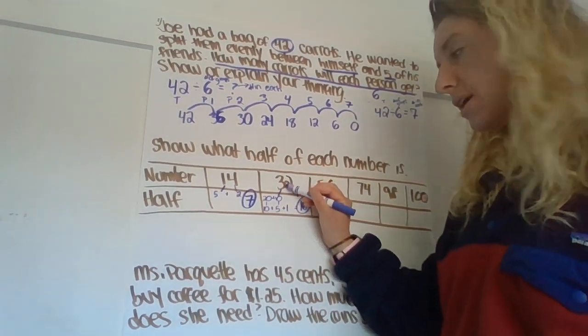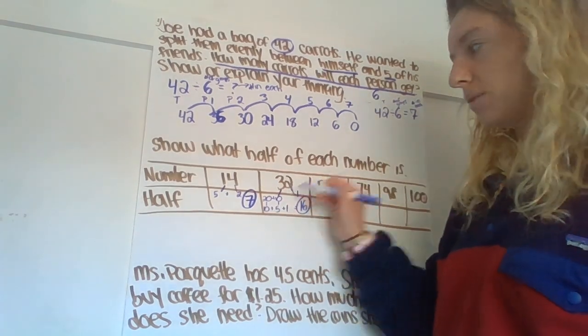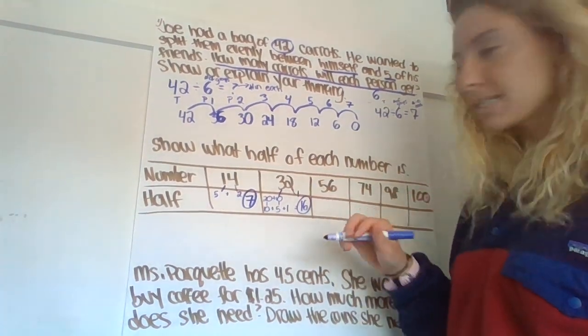Of course, you might just have known that half of 30 was 15 and then added 1 because it's half of 2. If you knew that in a flash, that's fantastic.